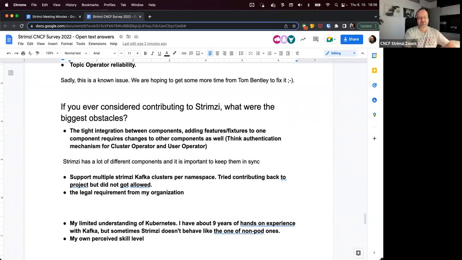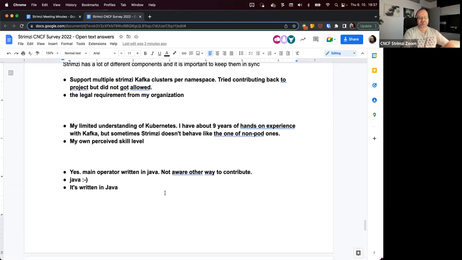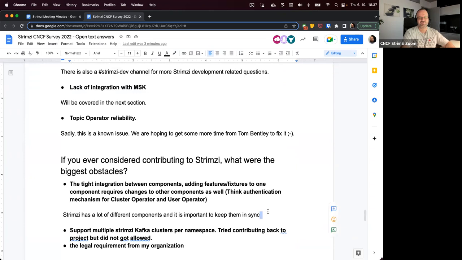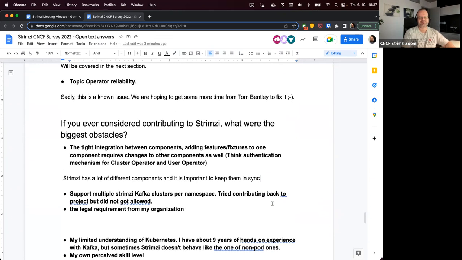Well, it specifically mentions authentication, right? So that's actually different: implementing the user management in the user operator and the server part in the cluster operator. But it's also how the functionality would be tested, right? Without the support in the cluster operator, it cannot really be tested in the user operator, which is something we will get to as well, a little bit below around Amazon MSK, for example. But yeah, testing is one of the problems as well.